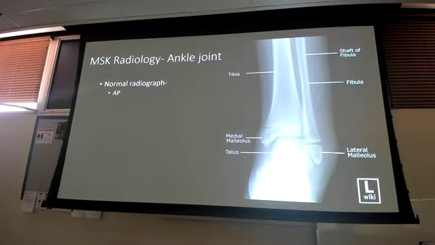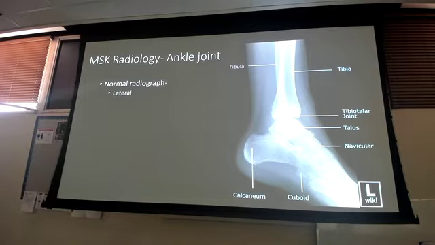Pediatrics. Just a lateral in the pediatrics, because an AP and a lateral, they'll still do a mortise joint, but it looks the same.